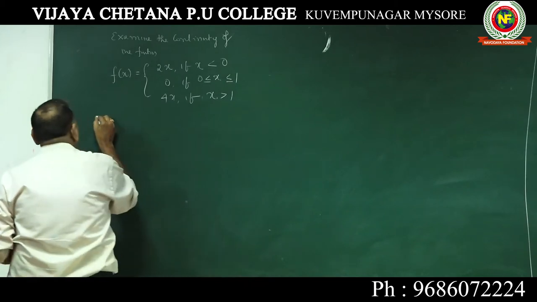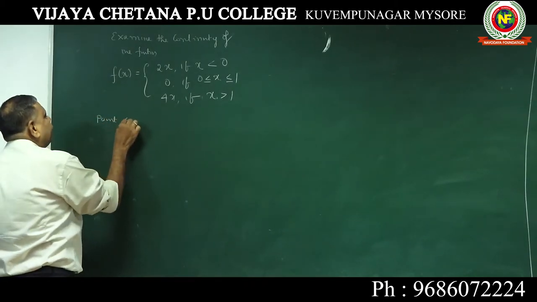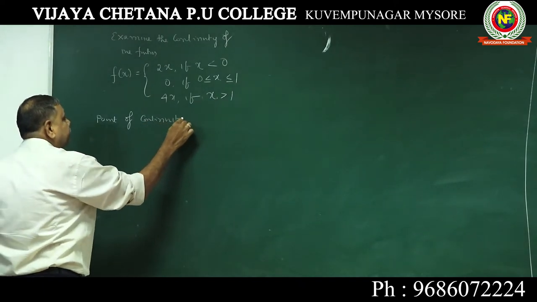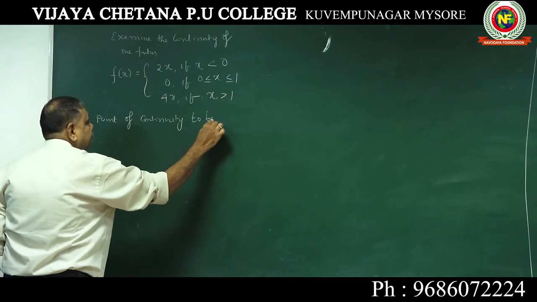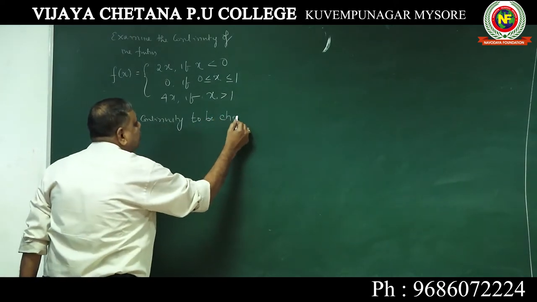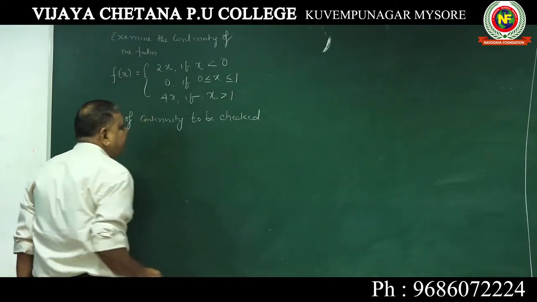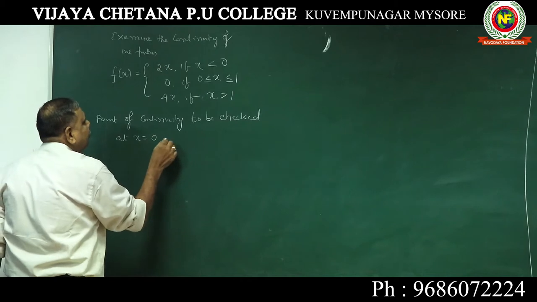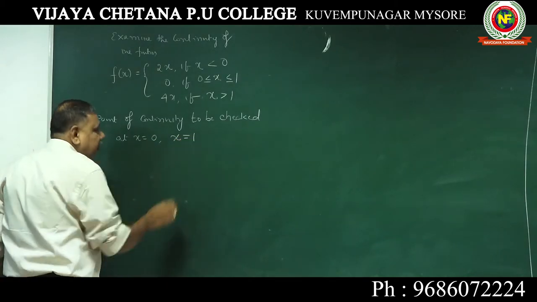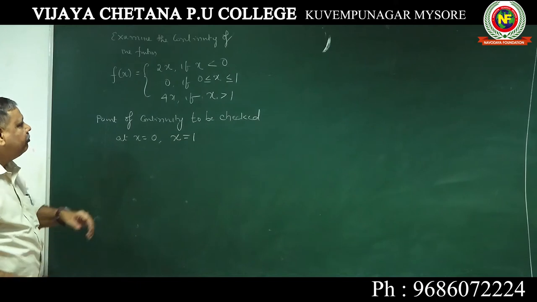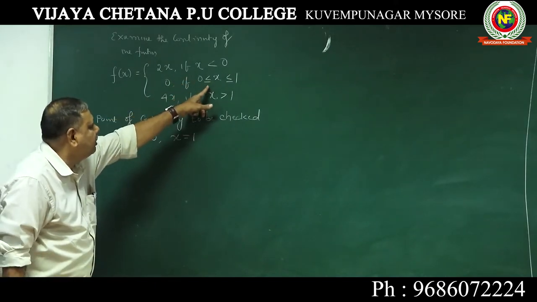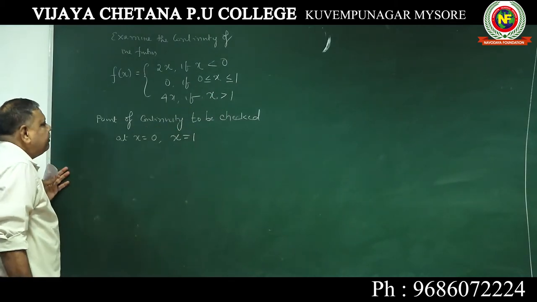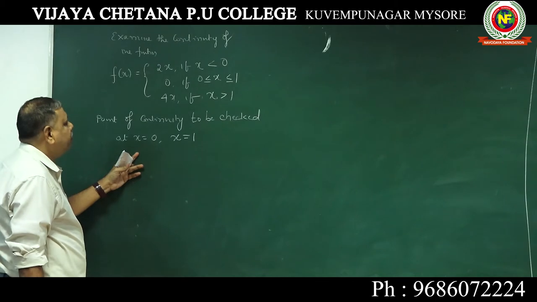Here you write, first, points of continuity to be checked. There are 2 points to be checked, at x equal to 0 and at x equal to 1. One is at x equal to 0, because the definition changes for less than 0 and greater than 0, and then for less than 1 and greater than 1. So points of continuity to be checked are x equal to 0 and x equal to 1.